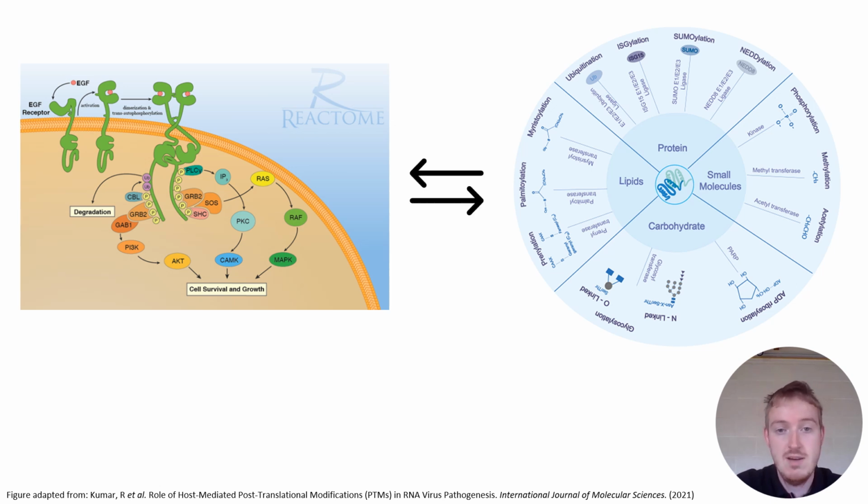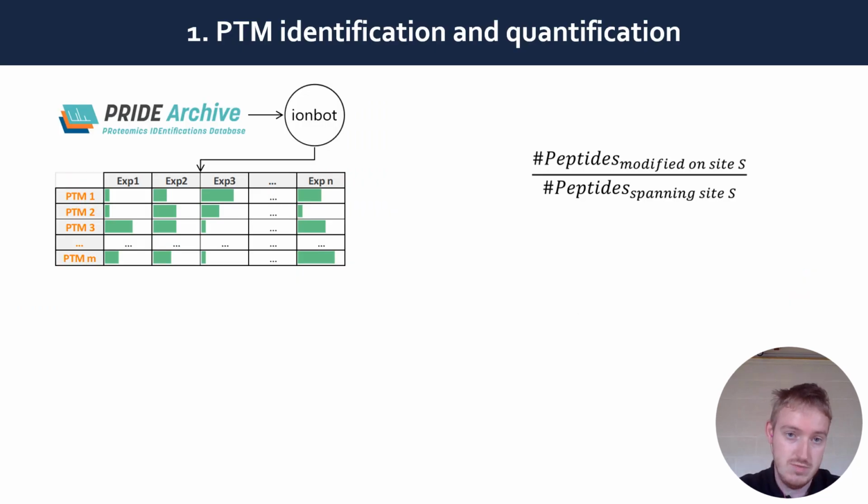So to fill this gap of knowledge, I am applying network biology techniques not to a network of interacting proteins, but rather to a network of co-occurring PTMs. So first of all, how did I generate the network of PTMs that I'm working with?